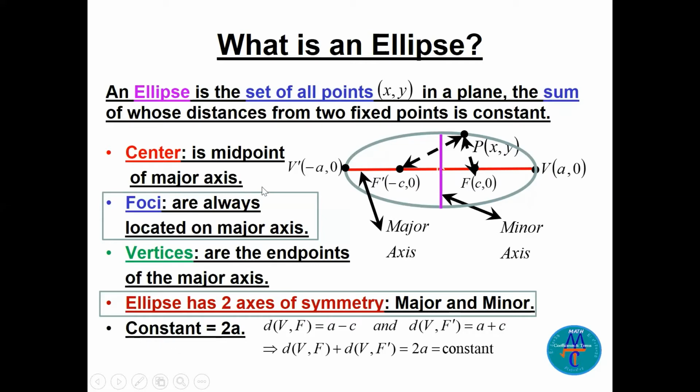All right. So first we say we have a center here in the midpoint of the major axis. See, the major axis is this red one here. So the center is there. Foci are F, F prime. We have vertices are the end point of the major axis. So if we know the major axis, we know one side here is vertex, another we have another vertex. So both we can say vertices. The ellipse has two axes of symmetry, the major axis and the minor axis. And the constant, as we said, is 2A.